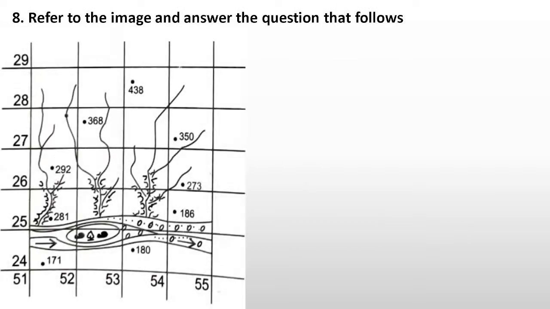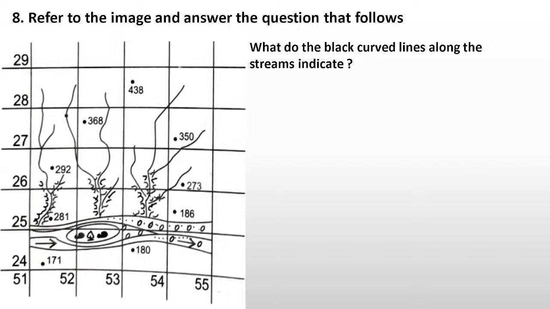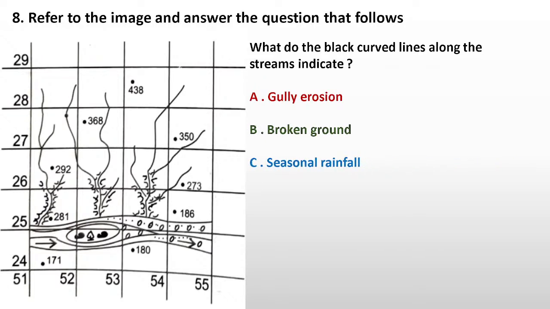Look at this image and answer this question. What do the black curved lines along the streams indicate? And your options are A. Gully erosion, B. Broken ground, C. Seasonal rainfall, D. All of the above.